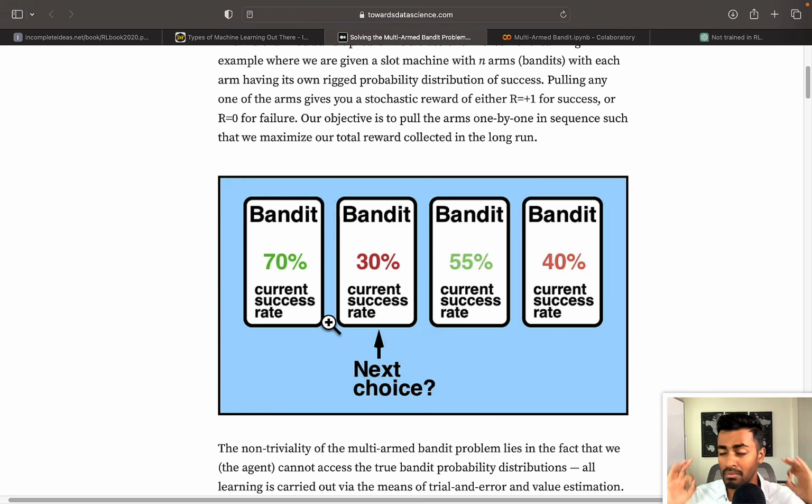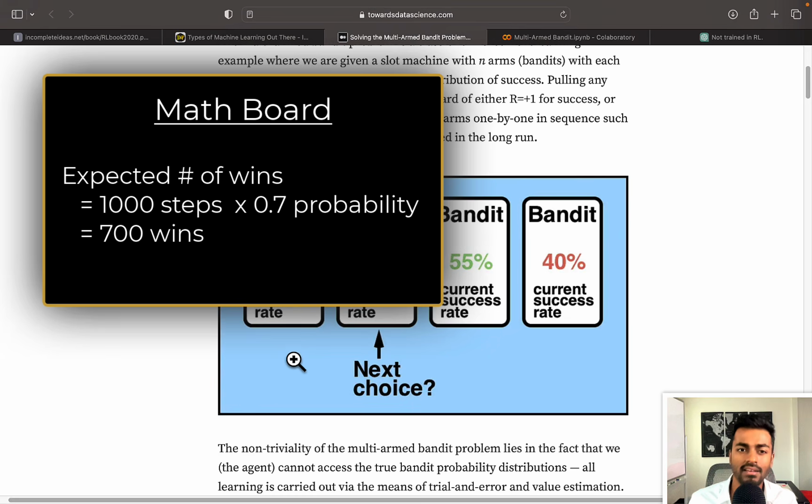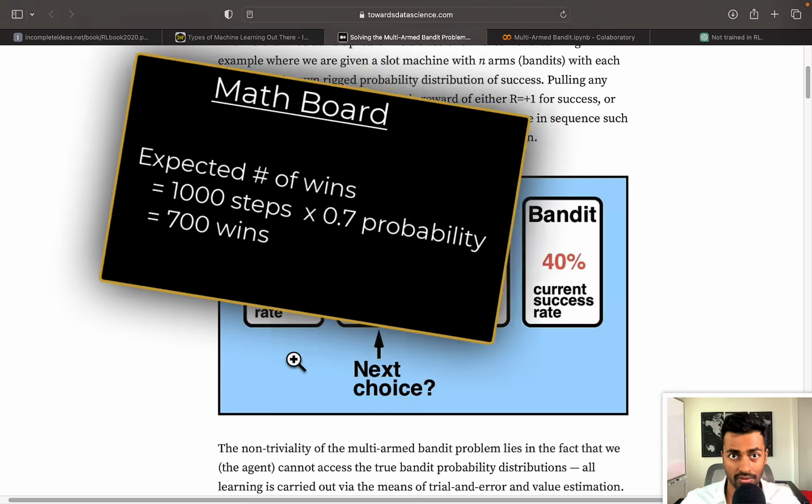In order to get the most number of wins, if we knew all of this information, we would just go directly to that first slot machine and just keep playing it 1,000 times. We'll win approximately 700 times, but that'll probably be, on average, the maximum amount that we could possibly win.